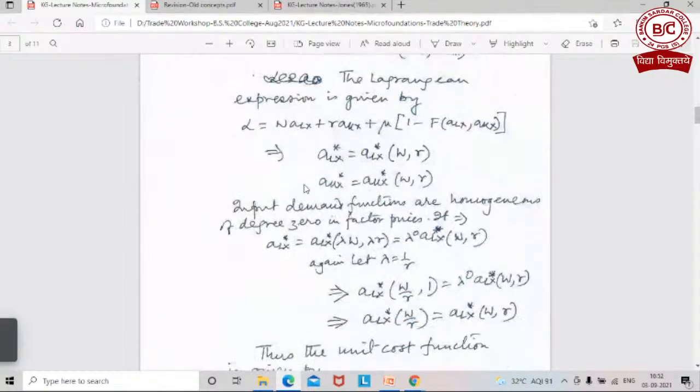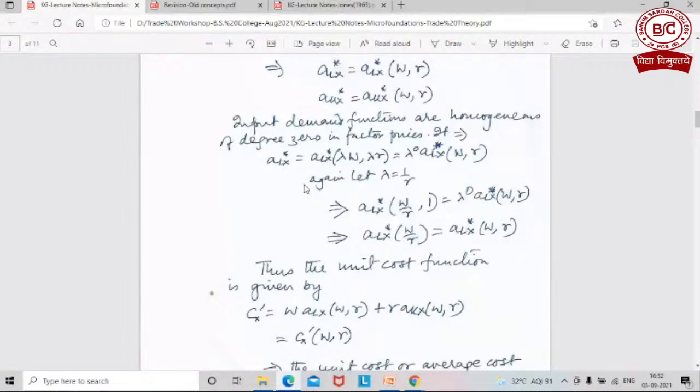This is what is shown here. So it doesn't matter whether it's written as W, R or W divided by R. It's the same thing. So the minimized cost equation is the cost function. This is the unit cost function, that means the cost to produce one unit of output. So we write it as W is equal to ALX, W, R, and R is equal to AKX, W, R. You can write it as ALX, W divided by R, AKX, W divided by R. It doesn't matter. So basically, unit cost is a function of only factor prices and not the level of output. You got my point?